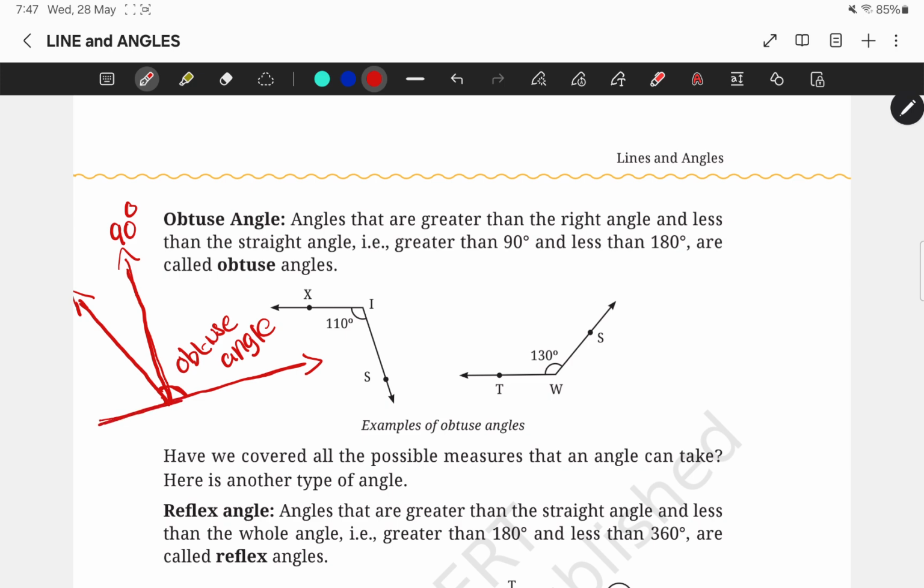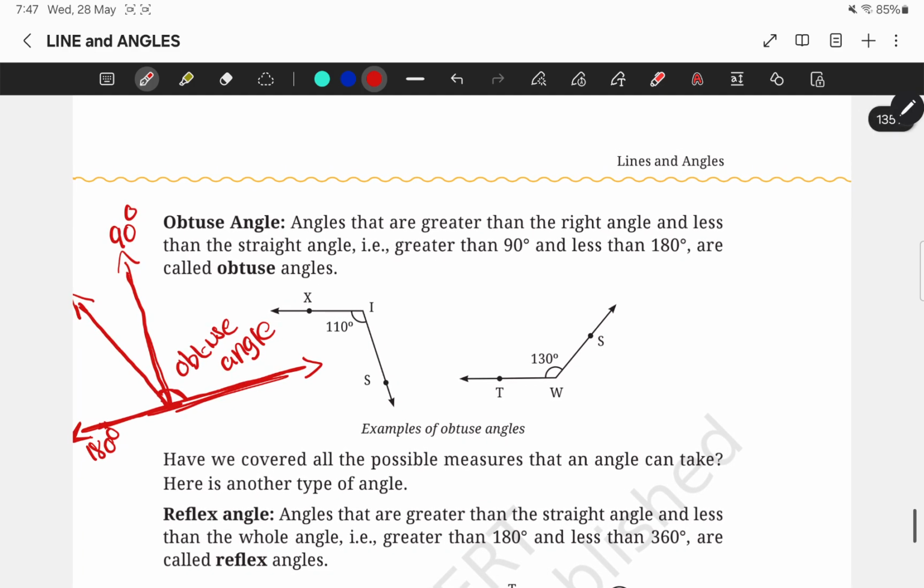180 degrees will be here. This part is known as 180 degrees, so it is a straight angle. I am going to show another example. I am just trying to tell you that it is greater than 90 degrees and less than 180 degrees. This angle is known as an obtuse angle.